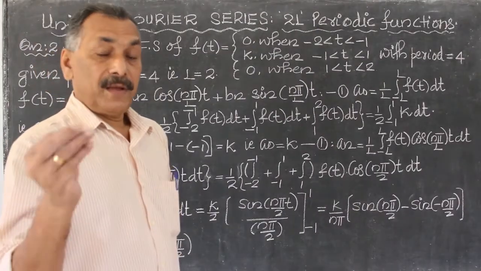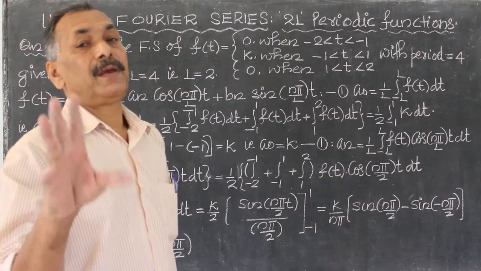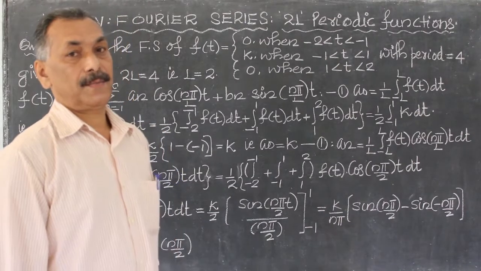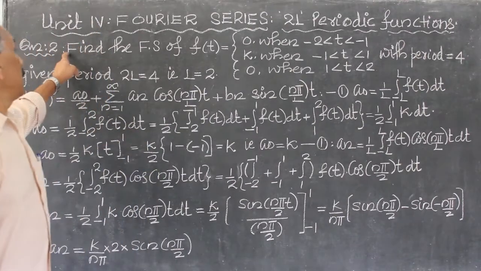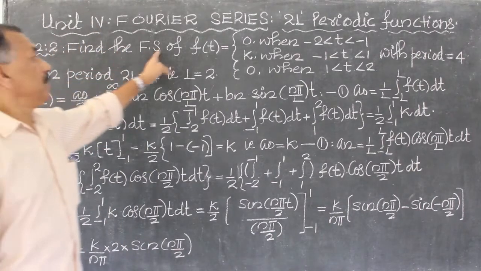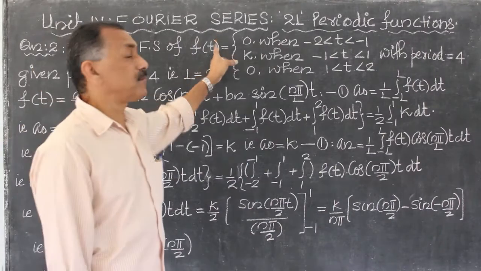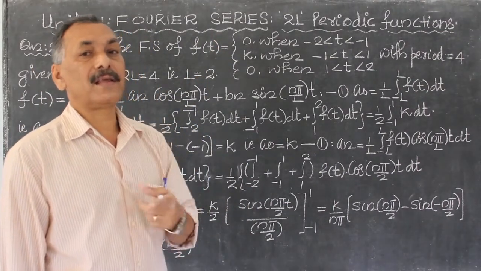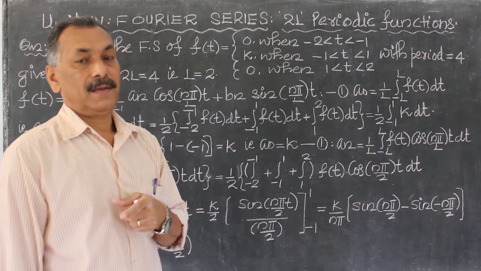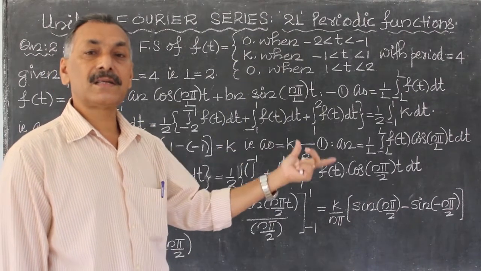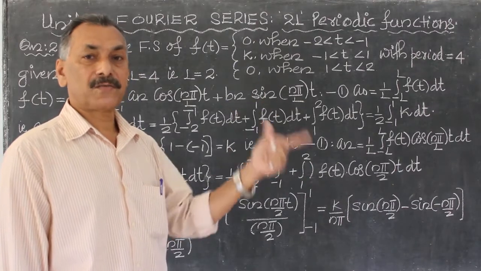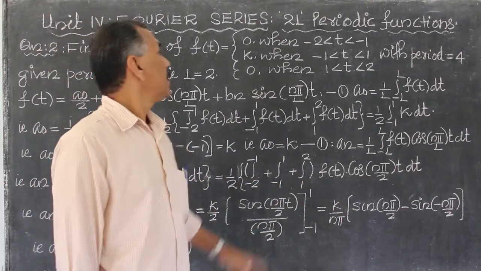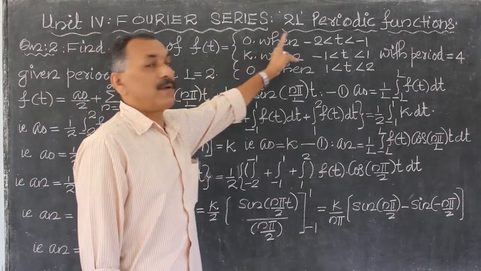Consider another very important problem with the period in the form 2l periodic function. Second question: find the Fourier series of the function f of t. Here the variable is t. Instead of f of x, it is f of t, so in our expansion cos 3x, cos 5x become cos 3t, sin 3t, in terms of t.